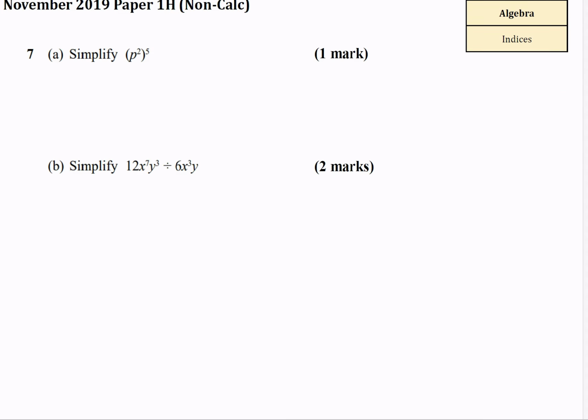Next question. Again, simplest question ever. You have to multiply the powers together. 5 times 2 is 10, and p^10 is our answer.